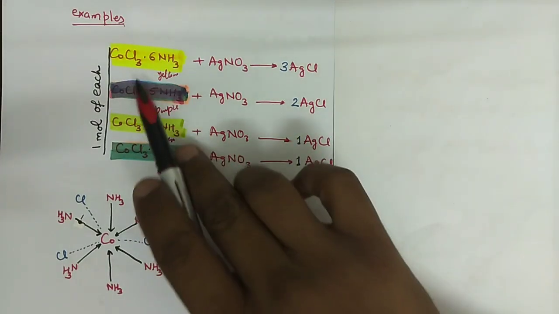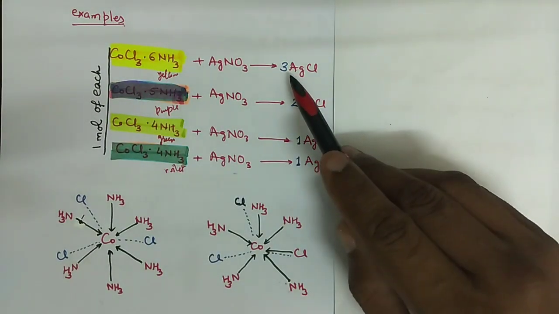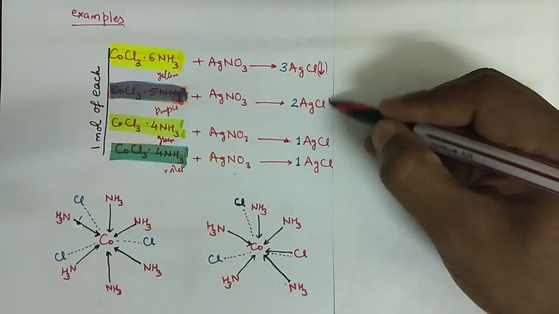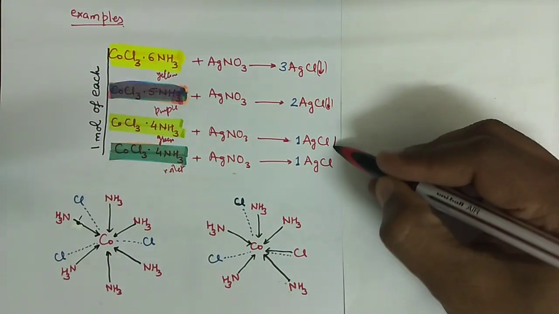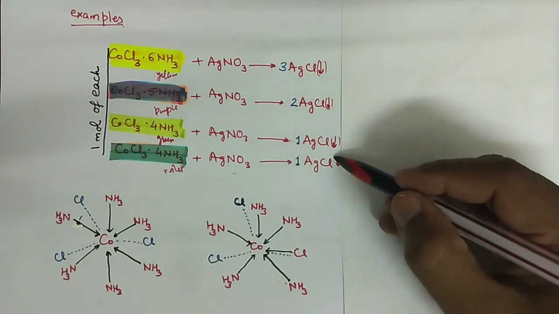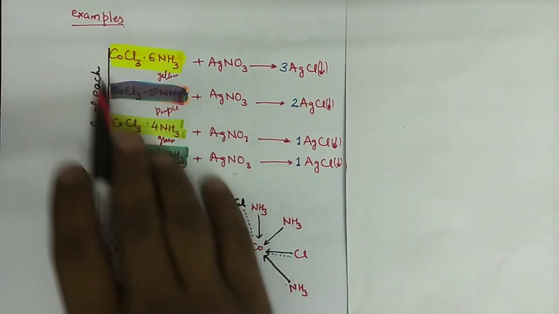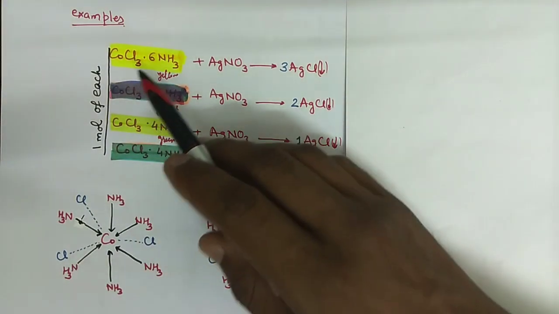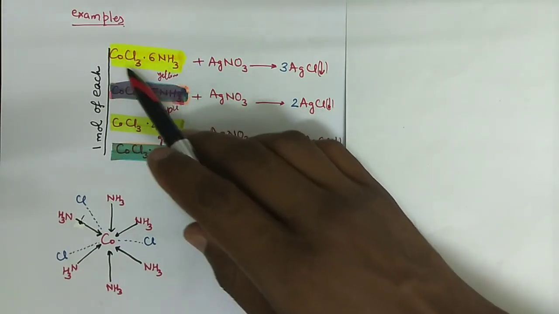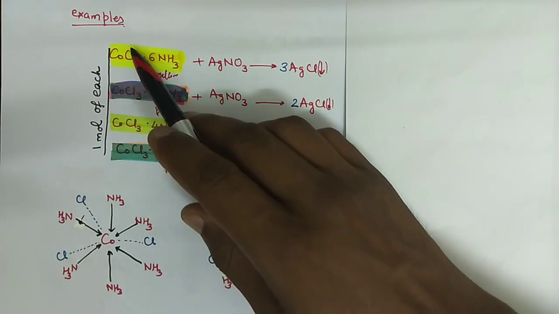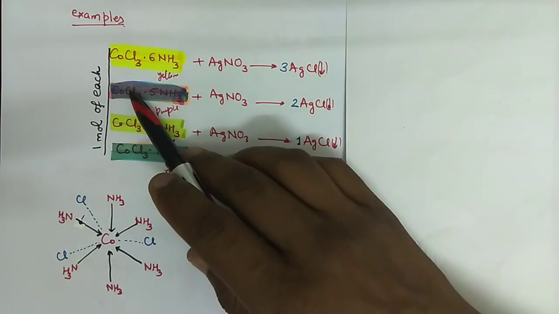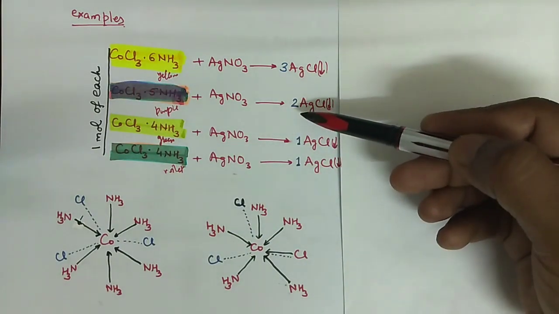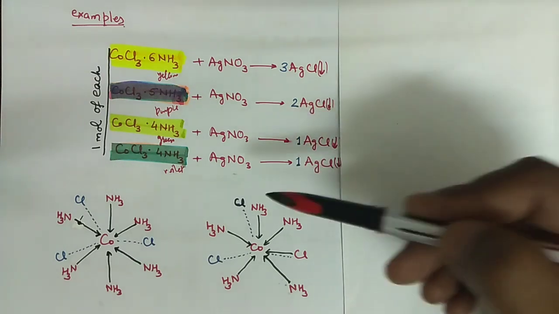When you reacted the first compound, it resulted in 3 moles of silver chloride precipitate, right? And everyone knows that silver chloride is insoluble, so it gets precipitated very soon. So what we conclude is that in this compound, and in this and this compound, although we see that there are 3 chlorides present, they may be precipitated as silver chloride and may not be precipitated as silver chloride.